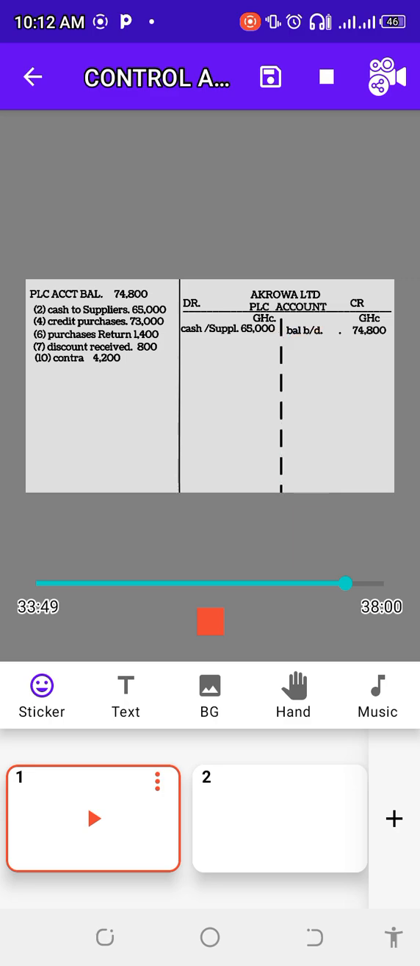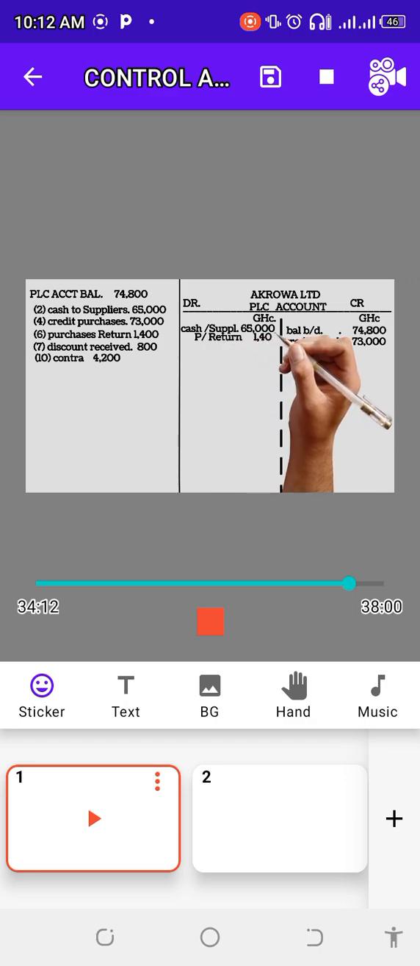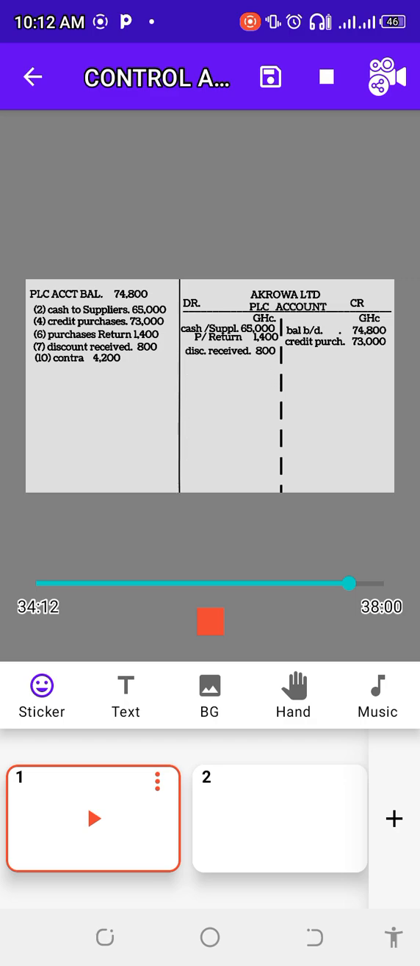Cash paid to supplier will reduce it. That is transaction 2. Cash paid to supplier will reduce it, which is 63,000. Credit purchases will increase it, which was 73,000. The purchases return will reduce it, and that is 1,400. Next item is discount received. Discount received will reduce it, reducing what we are owing suppliers. Then contra is always on the reducing side of this account.